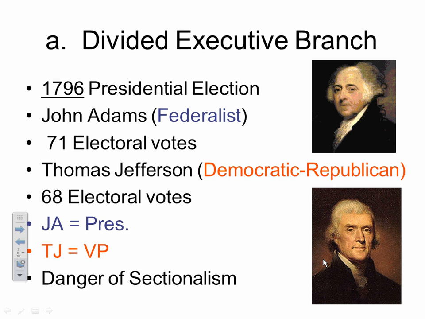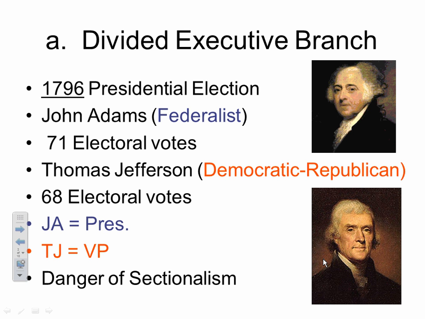The problem with all this is they come from 2 different parties. Parties didn't exist in the first presidential election, but they certainly do exist by 1796. The Federalists and the Democratic Republicans, 2 opposing political parties with different visions and policy initiatives that they want to sponsor and support. So what does this mean? You have an executive branch that has a president and a vice president that represent completely different visions for the country.